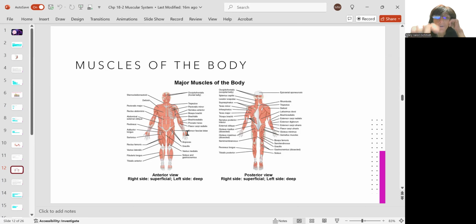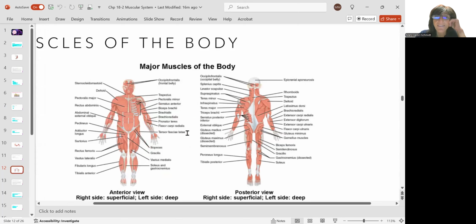So there are 2 pictures of the major muscles of the body. And you can see they're all named. Now, do I expect you to know all of them? No. But I do expect you to know some of them. So you should know the diaphragm. You should know the intercostals. You should know up at the top, if you look at the anterior view of the little man, the sternocleidomastoid, which is right here. And then the trapezius, these guys right here.